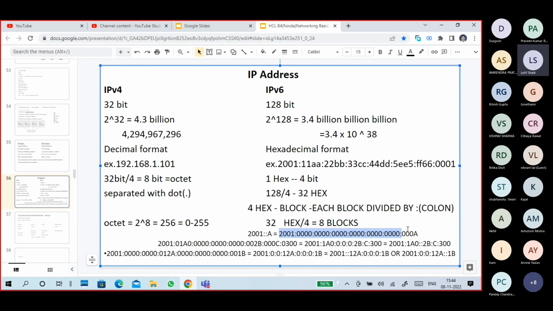We can write it like this also. It purely depends on how it is written. IPv6 can be written in different ways, but if you write it out fully, it is 128-bit, which means 32 hexadecimal digits. Depending on leading zeros, the way of writing may change.